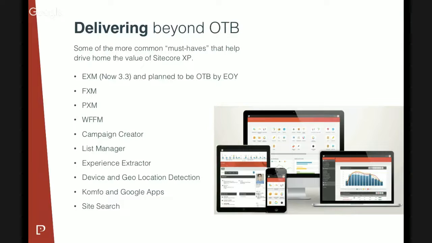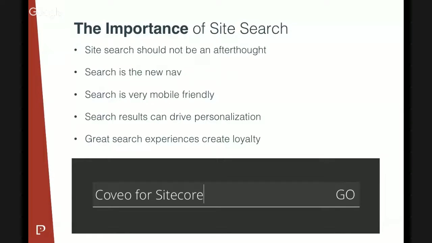Campaign Creator is an easier tool to quickly create campaigns and track them. List Manager ties back to the Email Experience Manager. Experience Extractor is a tool that allows you to quickly pull all the data out of Sitecore and put it into another BI tool. And now, obviously, with the latest version, there are device and geolocation detection apps and the social apps, which are nice to have for sure. I think the next level of all of these should be out of the box. And lastly, that brings me to site search.